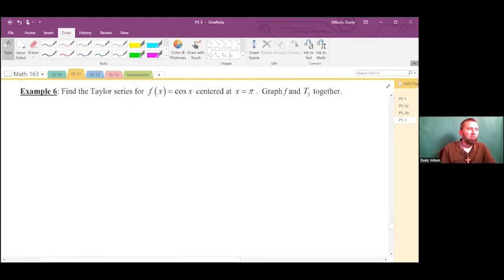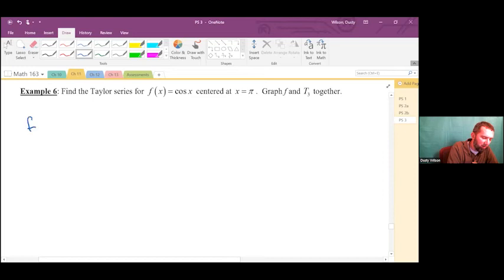Example 6. Find the Taylor series for f of x equals cosine x centered at x equals pi, and I want to graph f and t3 together. So we need to start by finding the Taylor series, which means finding a whole bunch of derivatives.